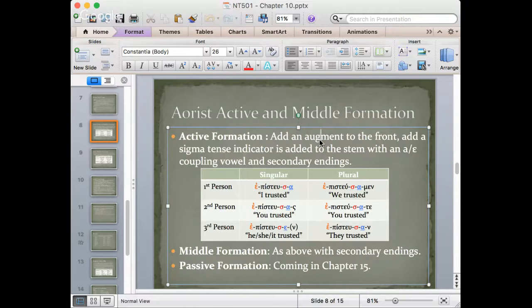So you see pistev, we've taken that. So we have the epsilon at the front, pistev, and then basically all the way down, you see that sa. The sigma is what's been added, but so has this connecting vowel. And the only exception is that third person singular. And so you end up having sa, se, samen, sate, san.